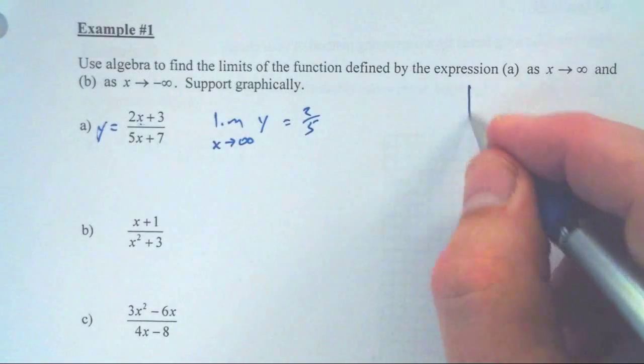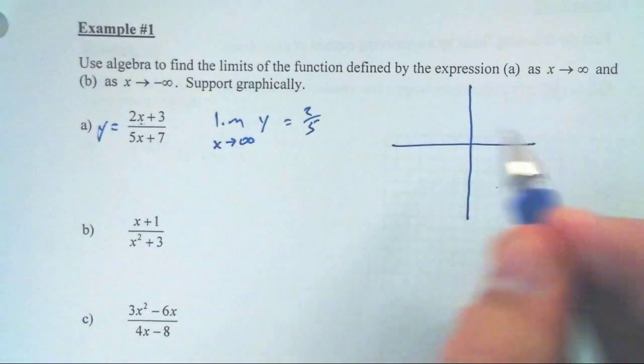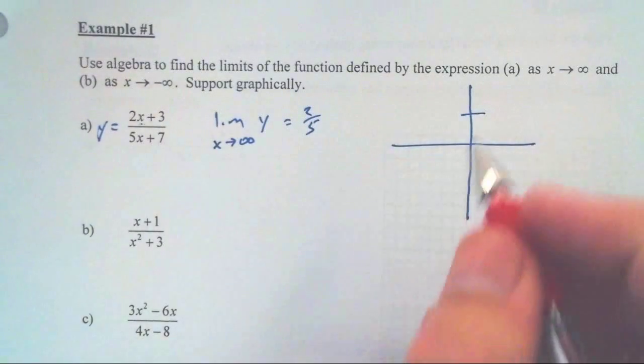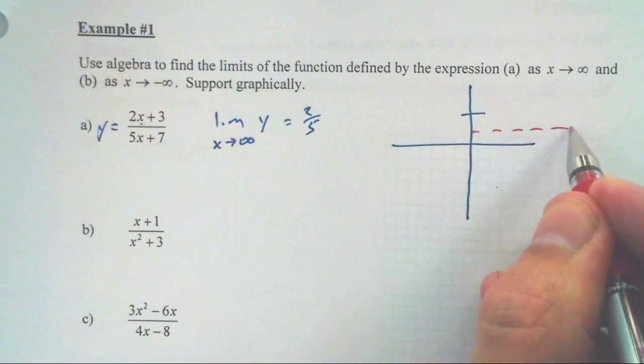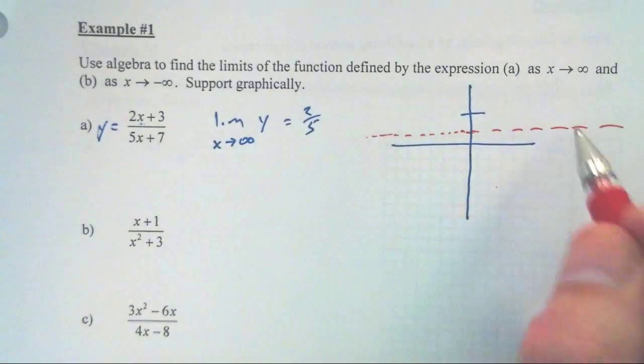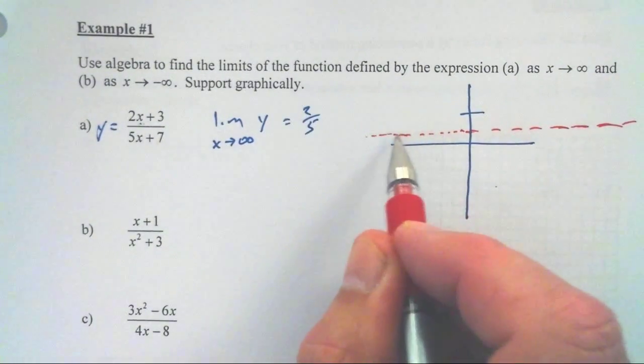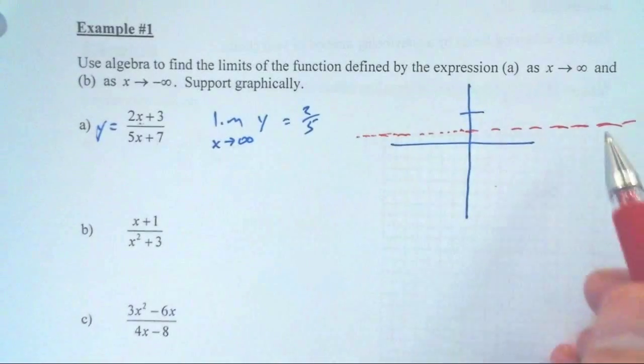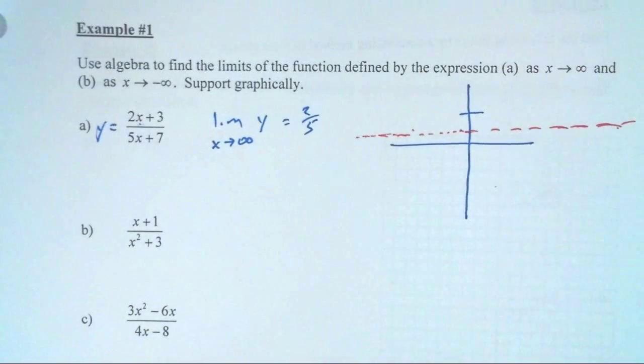So if we were going to graph that, we would have a horizontal asymptote at 2/5. Now, you don't really even need to put the dotted lines in near 0, because it really only happens when x gets really huge, positive or negative. We're going to get sucked into this thing eventually.